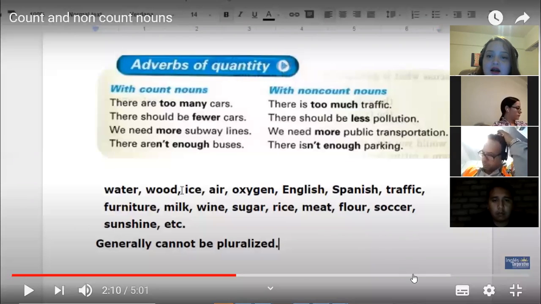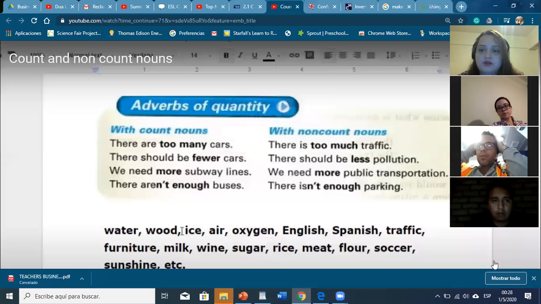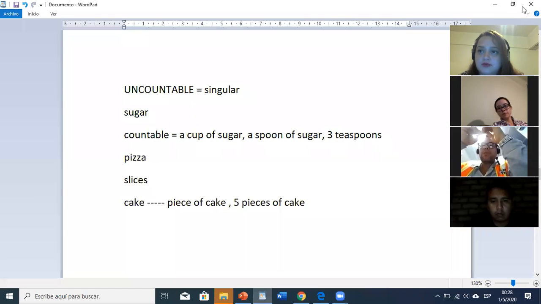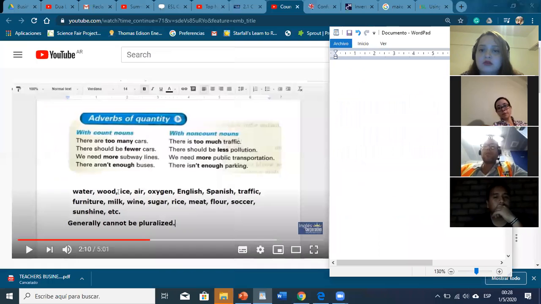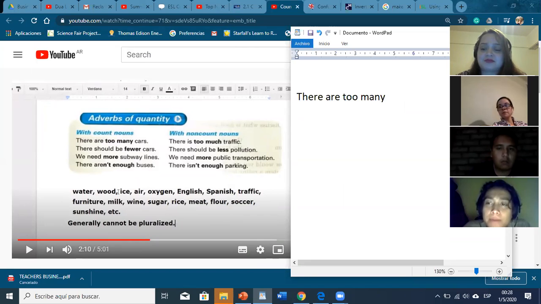All right. So I need you to work on some examples, right? In small groups. We're going to say, for example, we're going to talk about El Salvador, all right? We're going to say there are too many what? Something countable. Here, we are going to use countables only. There are too many cars.